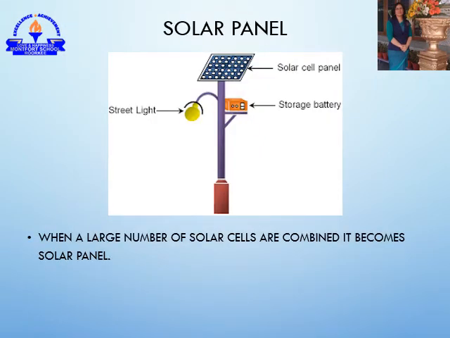When a large number of solar cells are combined together, it becomes a solar panel. The electricity produced by solar panels is stored by using it to charge storage batteries. These charged batteries later on provide direct current for operating appliances.